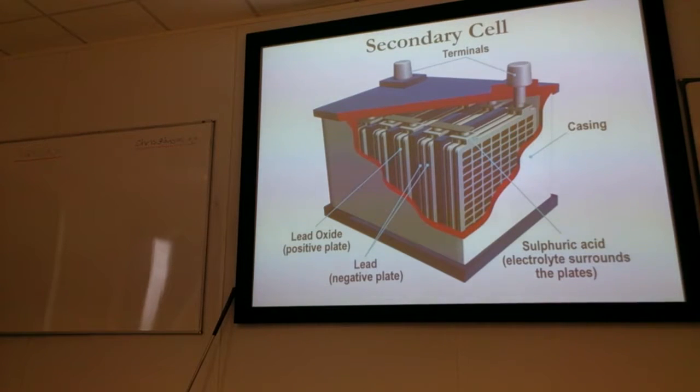Rechargeable. If you want to recharge it, you've got to put in more than the value of the volts. So to charge a 12 volt battery, you need more than 12 volts, and we'll look at how much more. The two main types of secondary cell we use in aircraft are lead acid or NiCad.